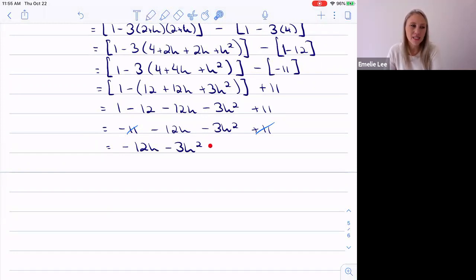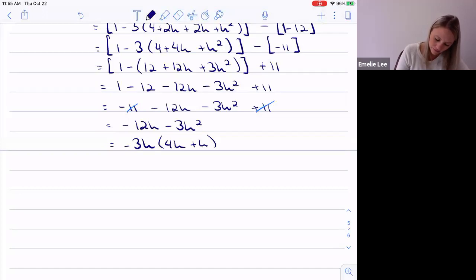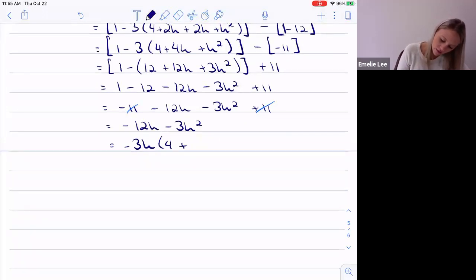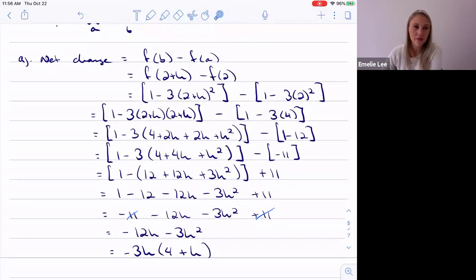You don't have to, but it looks like I can factor out a negative 3h. So I'm going to do that. Negative 3h times 4 plus h. Negative 3h times 4 is negative 12h. Good. So it's 4 plus h. I'm just going to quickly expand that in my mind: negative 12h, minus 3h squared. If you stopped here, that's totally fine, right? But here, it's a little bit easier to look at. Okay, so that was quite a bit of work for the net change.